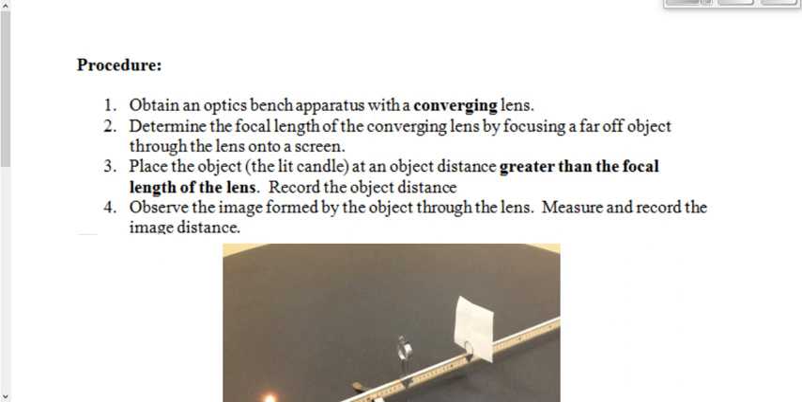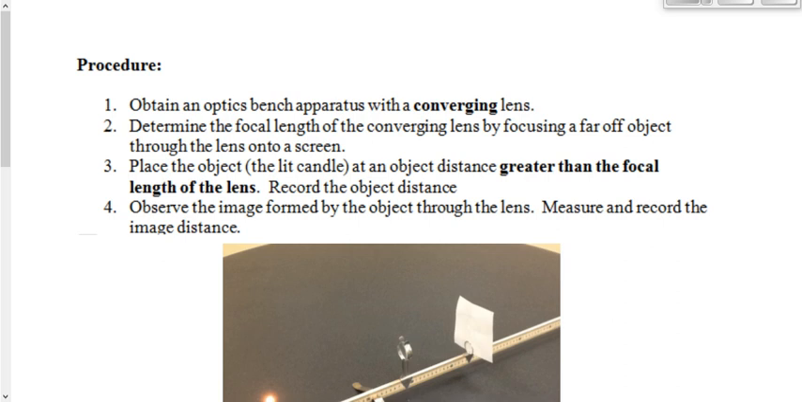So stand in a dark area, aim it at a bright object, and move the card back and forth like we did the other day in the demonstration until you see a good, sharp, focused image of that object on the screen. Once you have your focal length and you've recorded the value of that focal length, now you want to do the main part of the experiment. The main part of the experiment involves placing your object, which for us will be a candle.